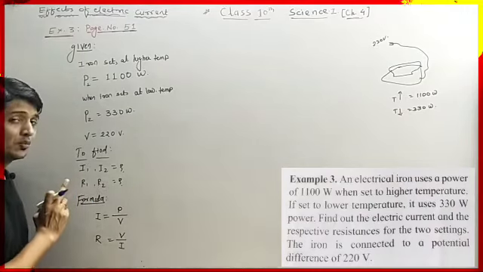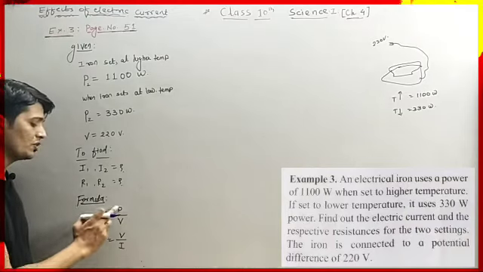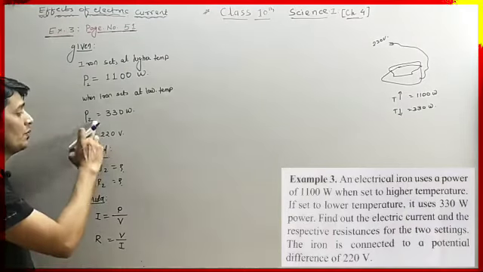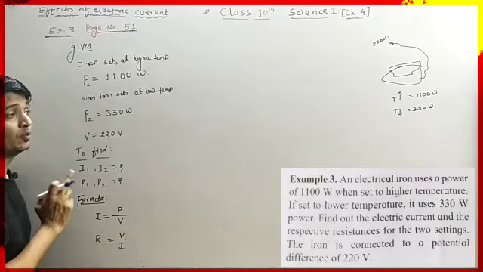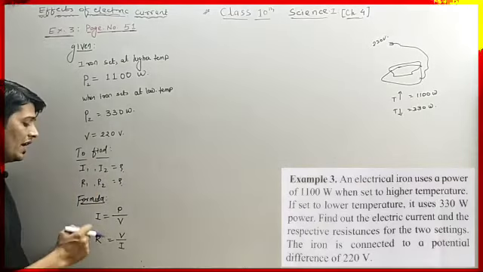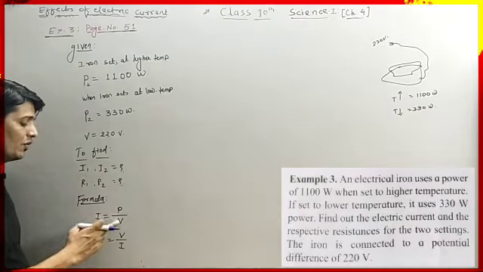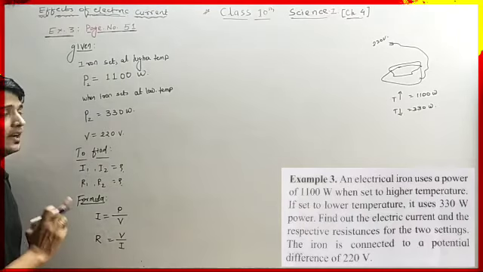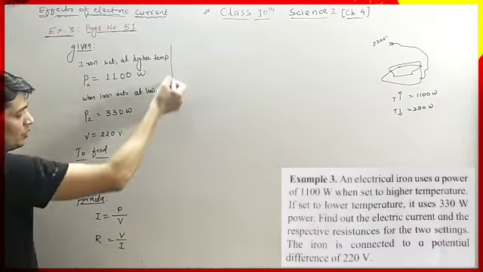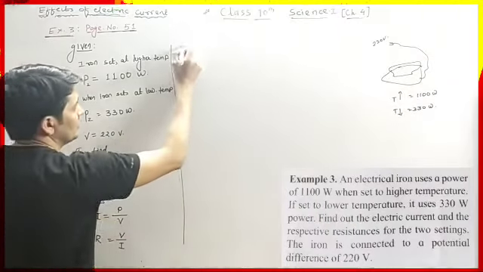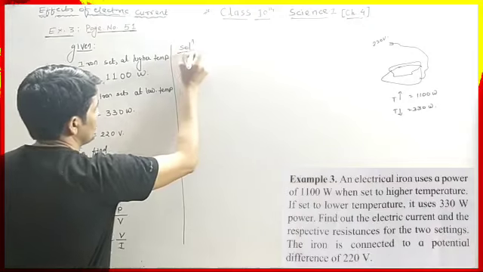The first formula we are going to use is I equals P divided by V. We have P, we have V, so we can calculate the current for both cases of the iron. And once we get I, we have V, so we can calculate R1 and R2 for both the settings. Okay, so now we are going to solve the question. Solution.